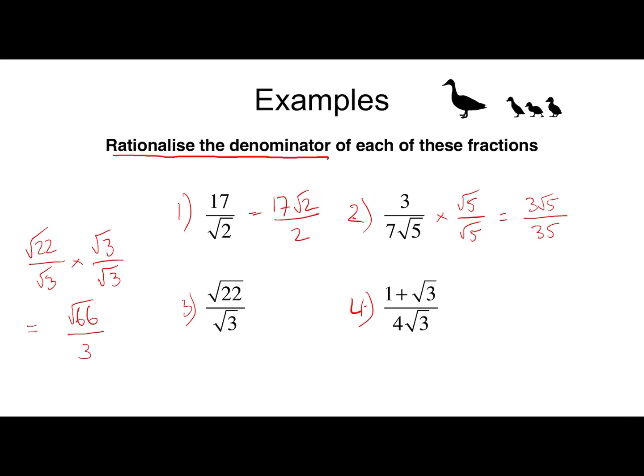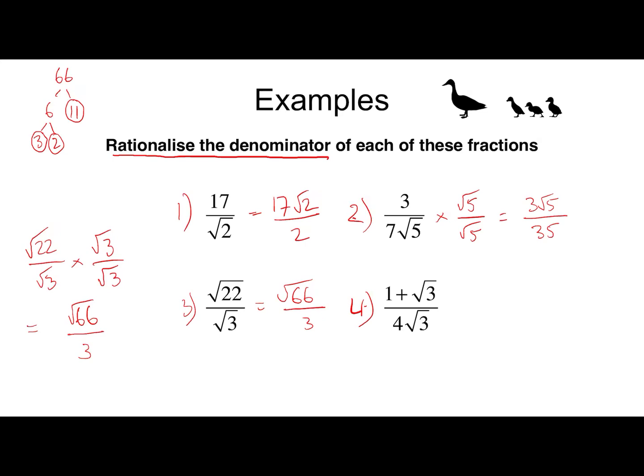Now what you need to do is check whether you can simplify the surd that is in the numerator. 66. Well, 66 is 6 times 11. 11 is prime. 3, 2. I've no pairs there. I've no pairs in my prime factor decomposition. So 66 has no square factors. So actually it can't be simplified. So that is my answer. Okay, it's root 66 over 3.